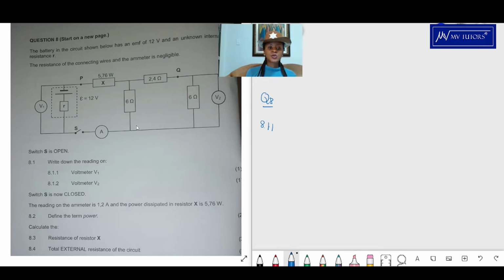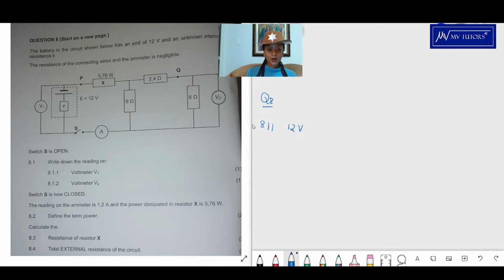Okay, so when switch S is open, the voltmeter across the battery will be equal to the EMF. There is no current flowing. As soon as there is current flowing, you do get some lost volts, and then that V1 won't be 12 anymore. It will be a little less. But switch S is open, so the reading on voltmeter V1 is 12 volts.